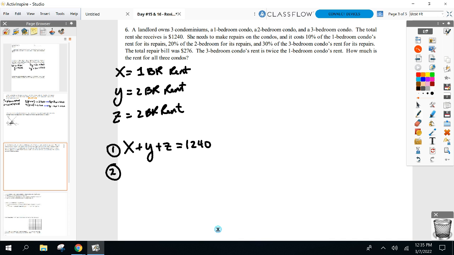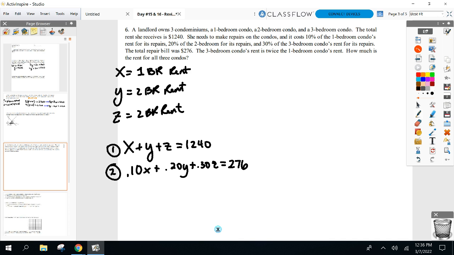All right, equation number two. The repair bill. Now I got percents with it, though, so be careful. Don't plug in the percents as they are. I got to plug them in as decimals. So 10%, 0.10x plus 0.20y plus 0.30z. How much was it for the repairs? 276.